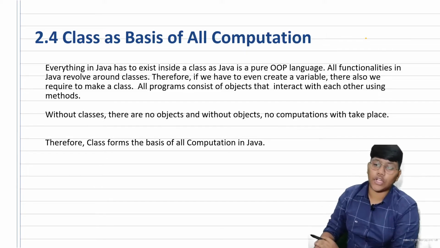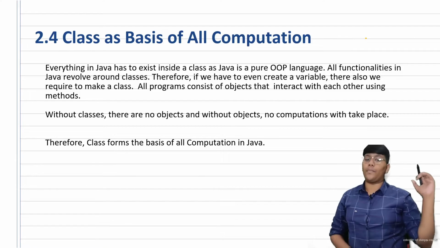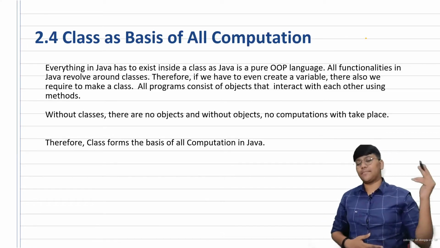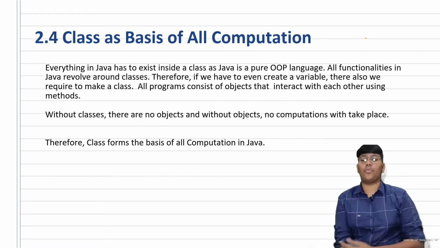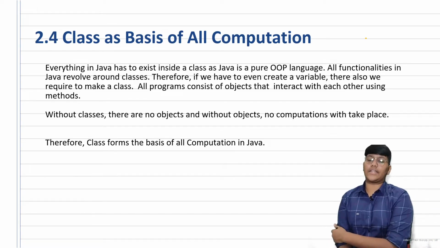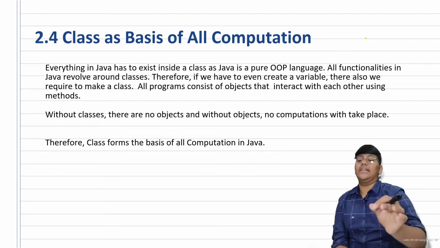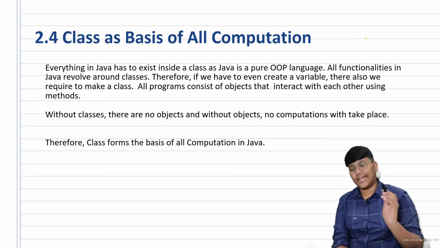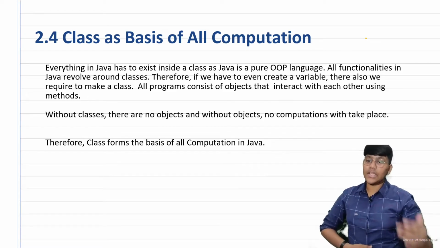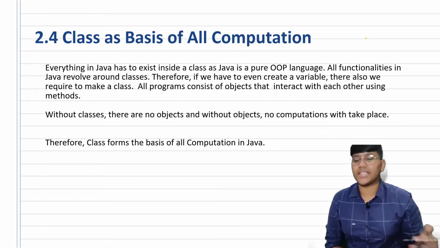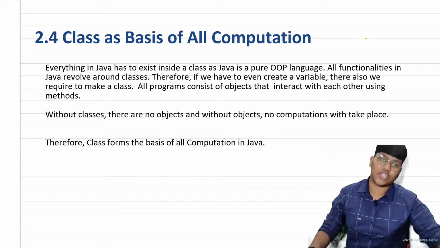Class is the basis of all computations. Everything in Java has to exist inside a class, as Java is a pure OOP language. As Java is a pure OOP language, all functionalities in Java revolve around classes. Therefore, even to create a variable, it requires a class. All programs consist of objects that interact with each other using methods. Without classes there are no objects, and without objects no computations will take place. Therefore, class forms the basis of all computations in Java.